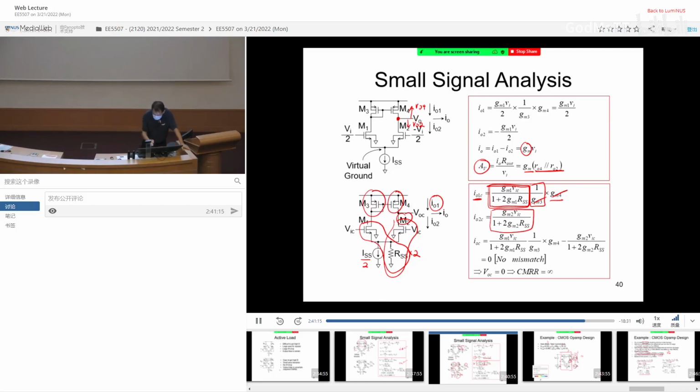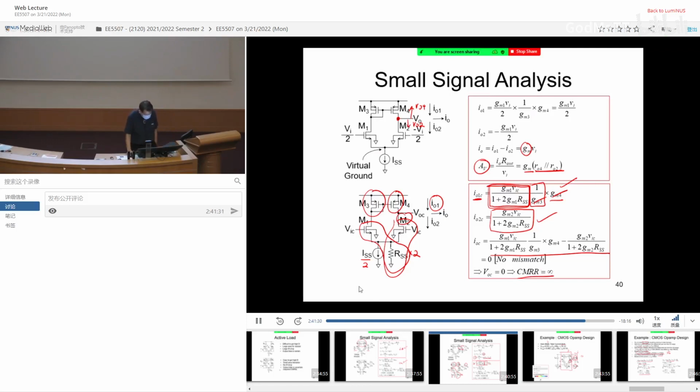Now the output current difference, you just take this guy, subtract away this guy. If there is no mismatch, then everything cancels out. You get 0. And the common mode rejection ratio will be infinite.